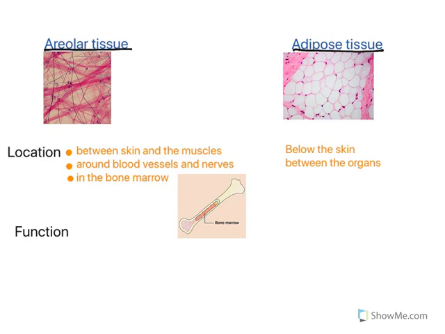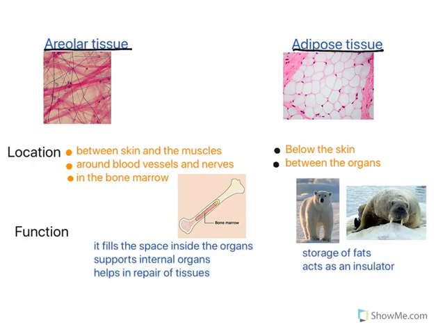When it comes to the adipose, it's found below the skin and between the organs. Now when we go to the function of the areolar tissue, it fills the space inside the organs. It supports the internal organs and helps in the repair of tissue. The areolar tissue is also called the packing tissue in animals because it fills all the space between the organs, inside the organs.